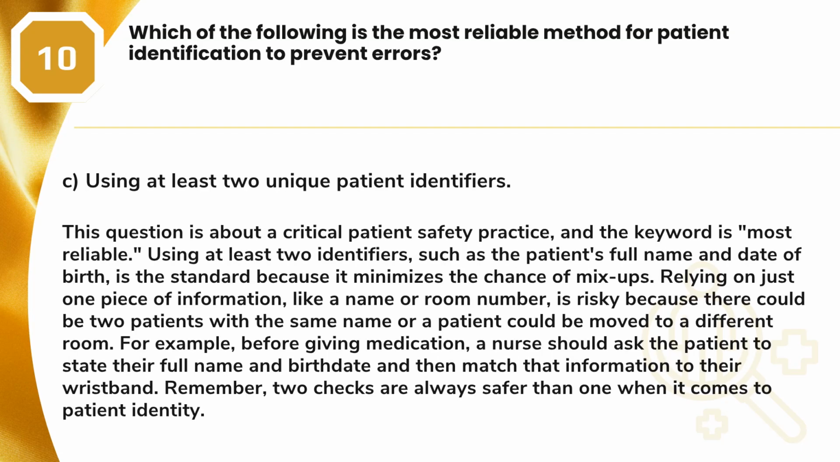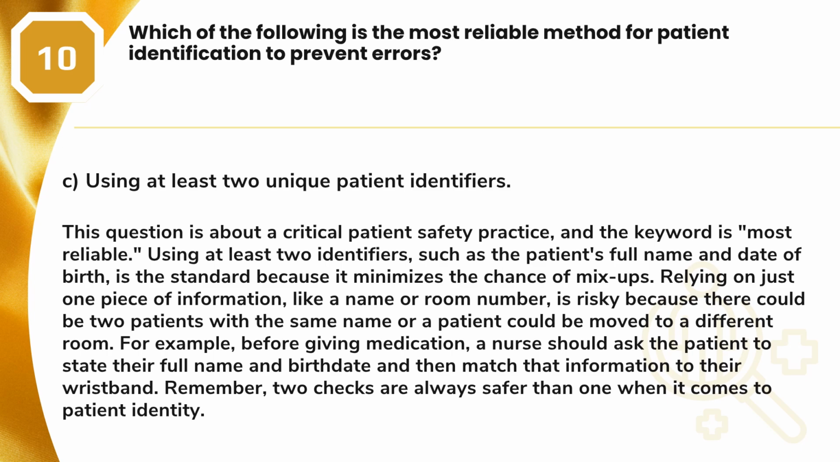Answer: C. Using at least 2 unique patient identifiers. This question is about a critical patient safety practice, and the keyword is "most reliable." Using at least 2 identifiers, such as the patient's full name and date of birth, is the standard because it minimizes the chance of mix-ups.